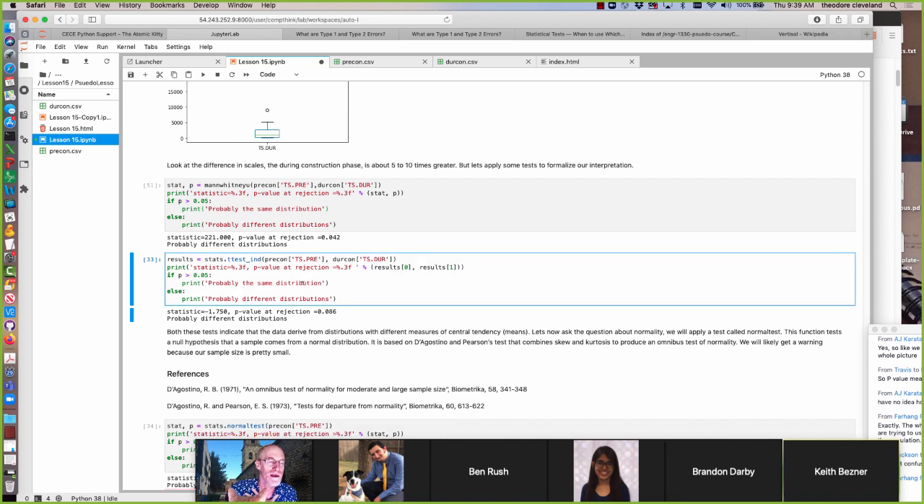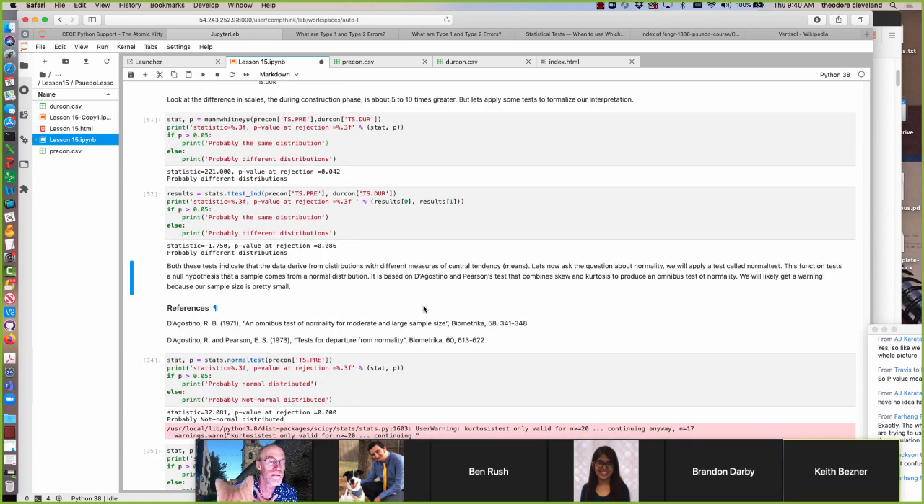If we did the same thing with t-tests, I believe we get the same result, and we have probably different distributions. So both tests indicate that the data derived from distributions with different measures of central tendency. And so we could conclude that there is no evidence in the samples that the two phases are the same with regards to solids. So let's now ask the question about normality.